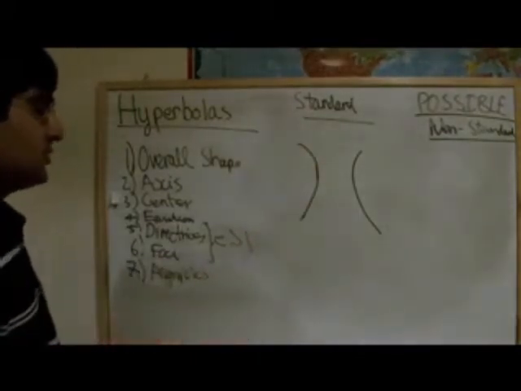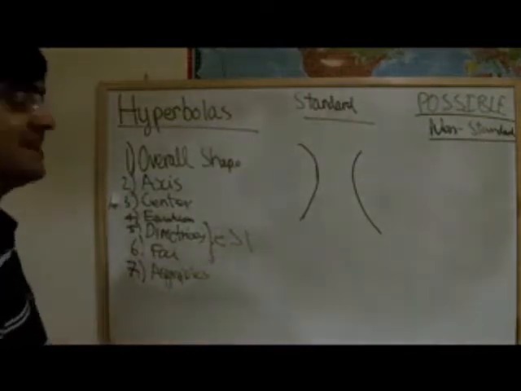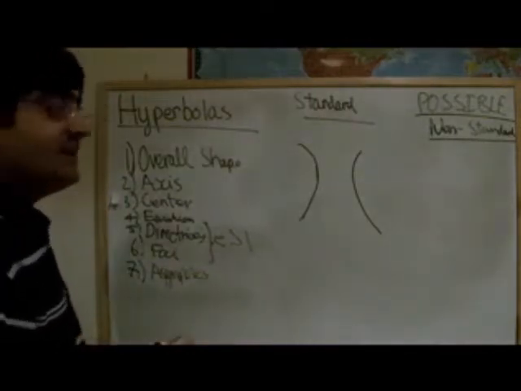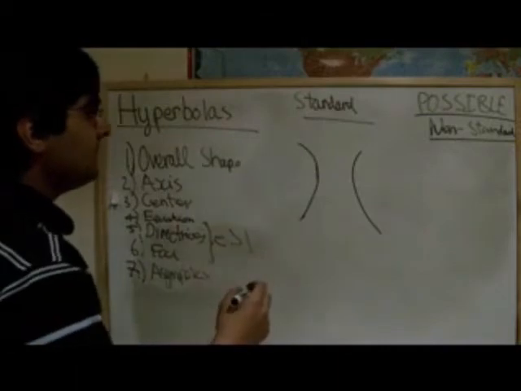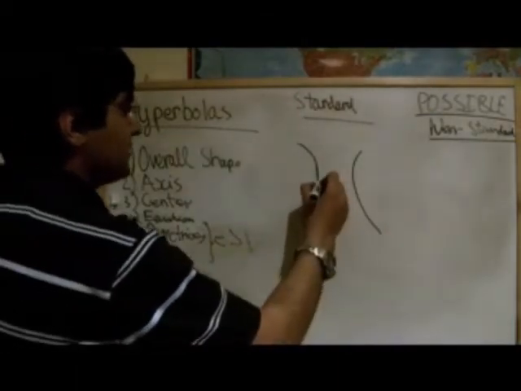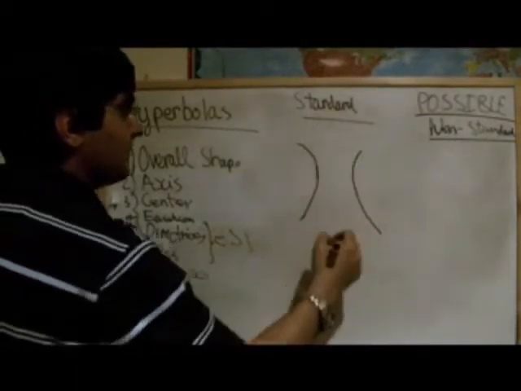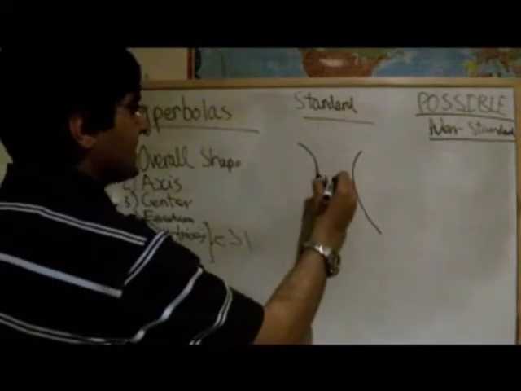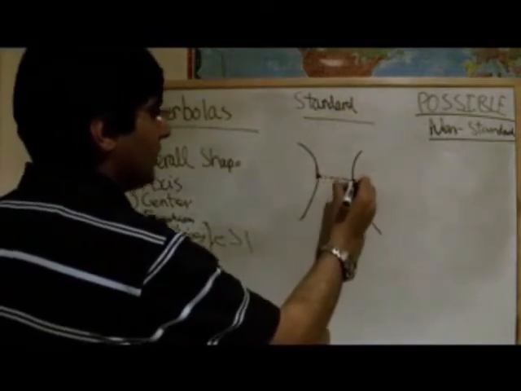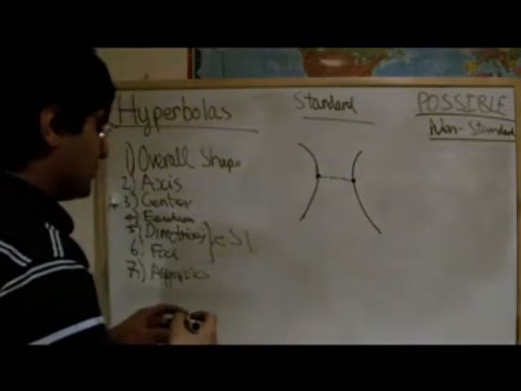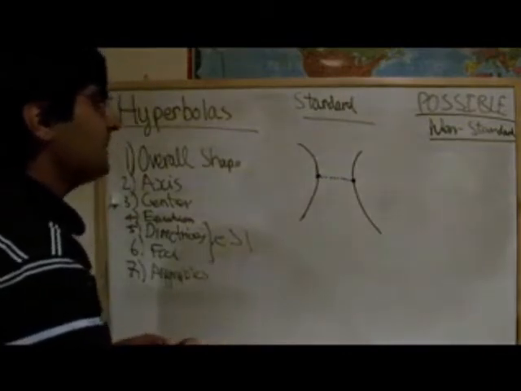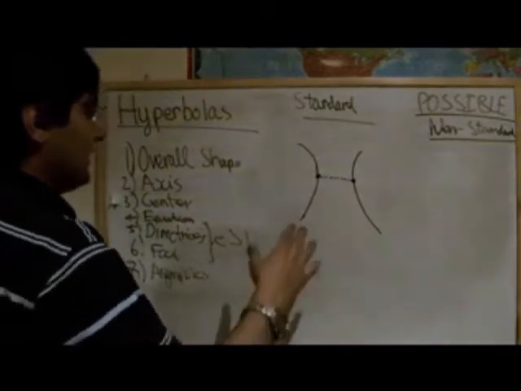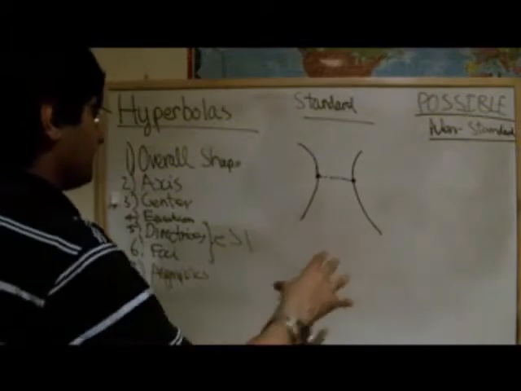What are the features we concern ourselves with? The first feature is the axis, okay? The axis is the minimum distance between these two curves. So in the case of this hyperbola, the axis might be somewhere here. A horizontal line joining up these two curves, which would be the minimum distance between them. In this case, the axis is horizontal.